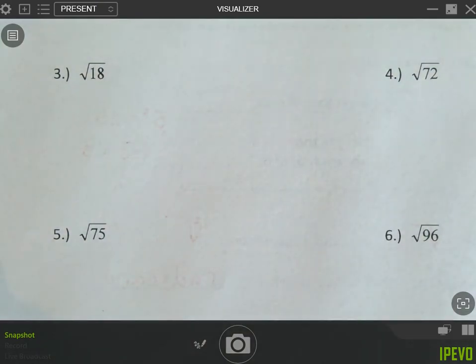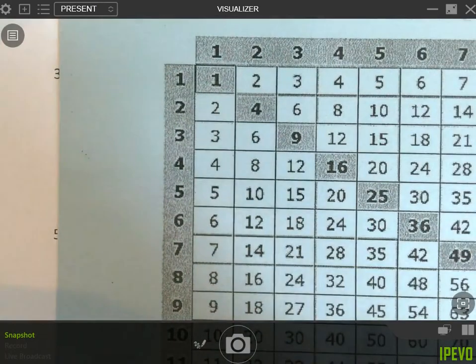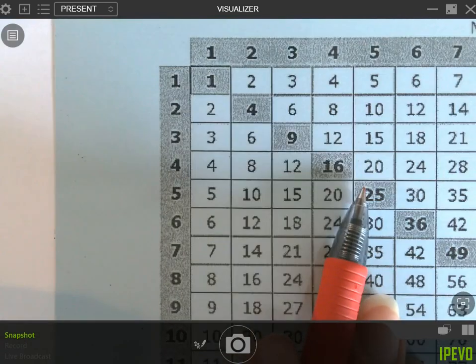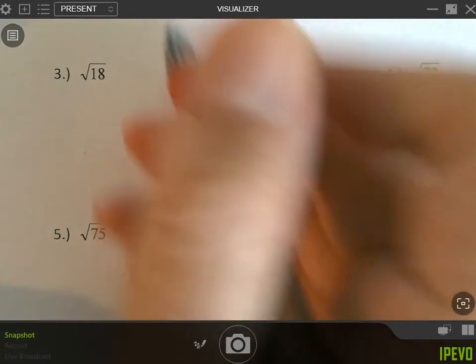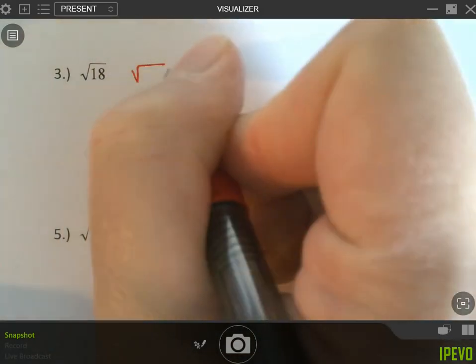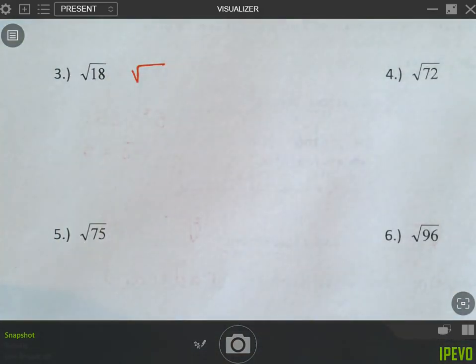No, it's not on my list. Agreed? It's between 16 and 25. So the square root of 18 would be between 4 and 5, but I want the exact answer. So think about what multiplies to get 18. 2 and 9. Now what else gives me 18?